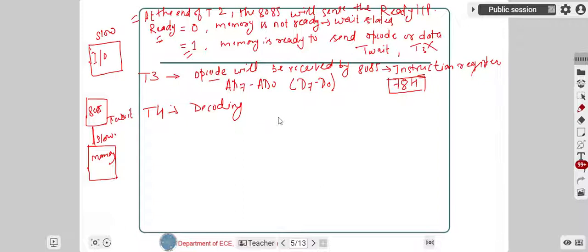The control unit will understand that the opcode corresponds to a 1 byte instruction. During the decoding of this instruction, the CPU will understand that this is a 1 byte instruction whose mnemonic is MOV A, B, because it has successfully decoded the 78H instruction. So the microprocessor has now understood that the instruction is MOV A, B.